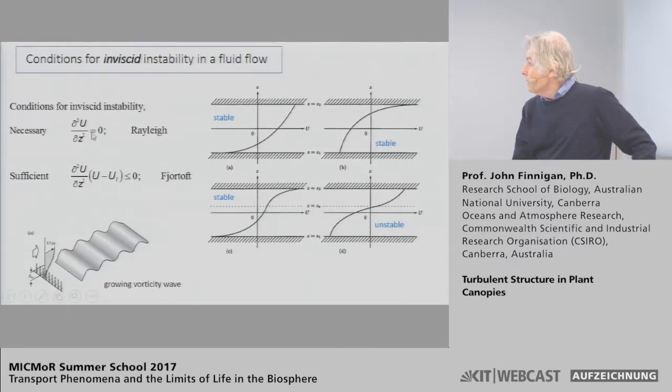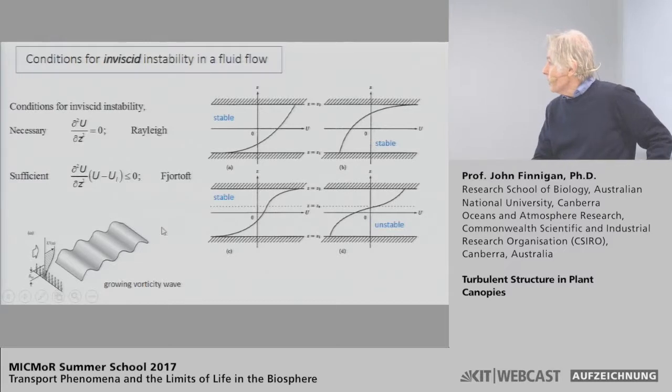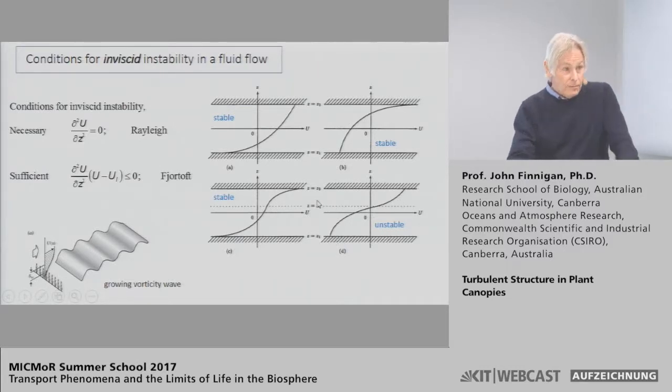So Lord Rayleigh in the 1800s said that the necessary condition for disturbances to grow is that there be an inflection point, that the second derivative of velocity with height will go through zero. But Fjortoft added a sufficient condition to this: not only do you have to have an inflection point, so obviously that's stable because there's no inflection point, and so is that. Here's an inflection point, but it's in the wrong sense. So Fjortoft showed that that will still be stable, but an inflection point like this is unstable.